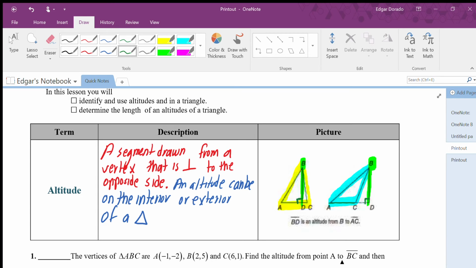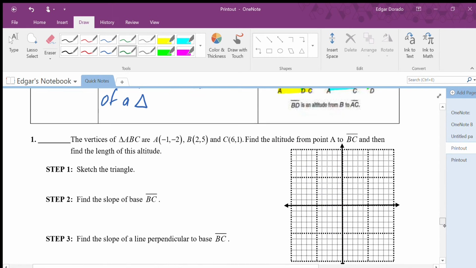All right, so an altitude is a segment drawn from a vertex that is perpendicular to its opposite side. And then the altitude can be in the interior or the exterior of the triangle. It all depends on what kind of triangle you're given. All right, so we're going to go ahead and jump straight to a few example problems here, guys.